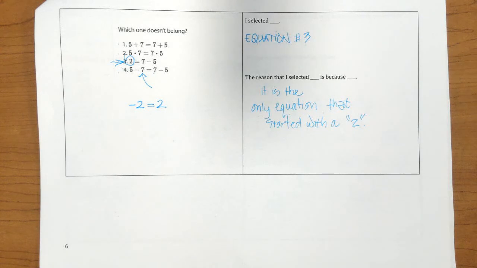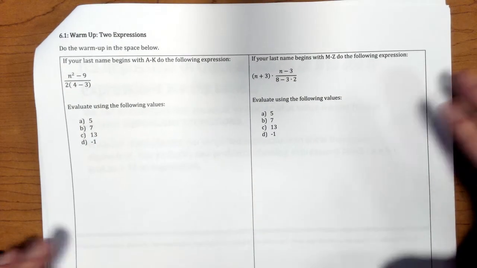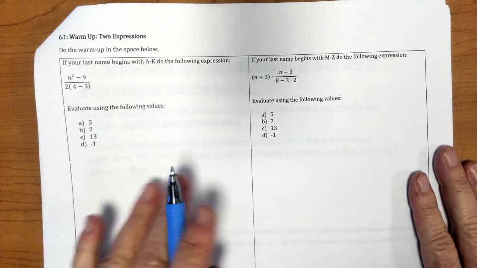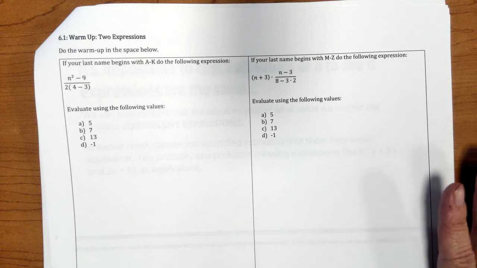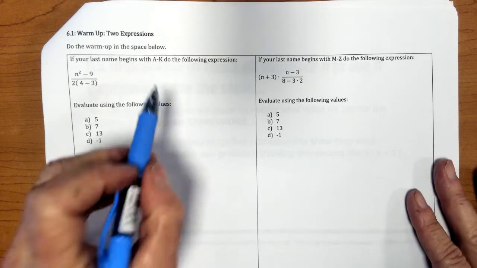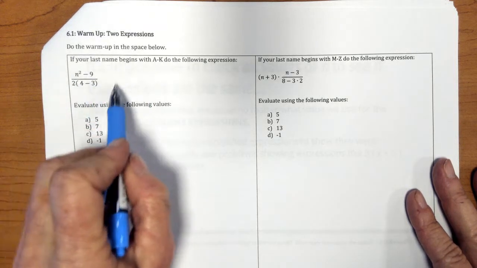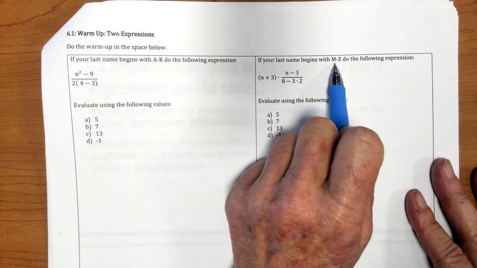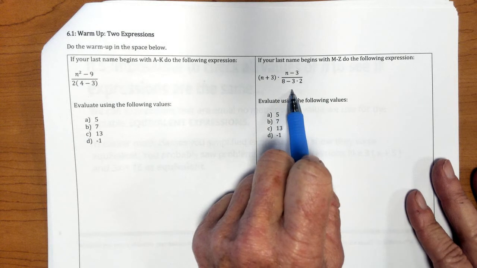We are now going to turn the page, and we are going to do a warm-up. And this warm-up is on 2 expressions. So you're going to do the warm-up, either this one or this one, depending on what your last name begins with. If your last name begins with letters A through K, then I want you to do this expression. If your last name begins with letter M through Z, I want you to do this expression.